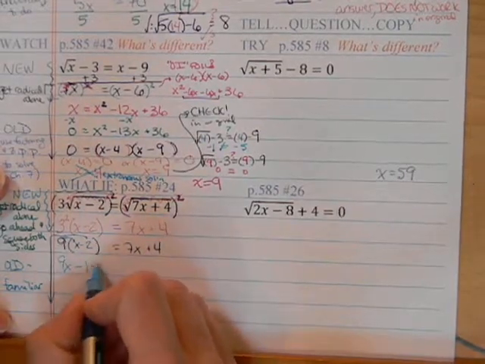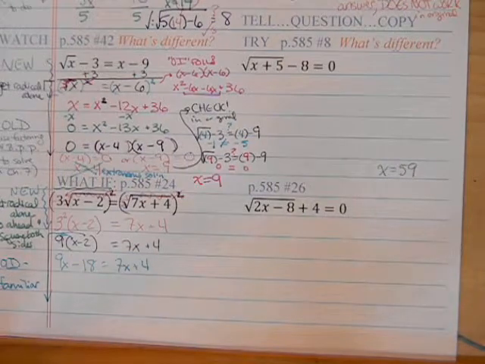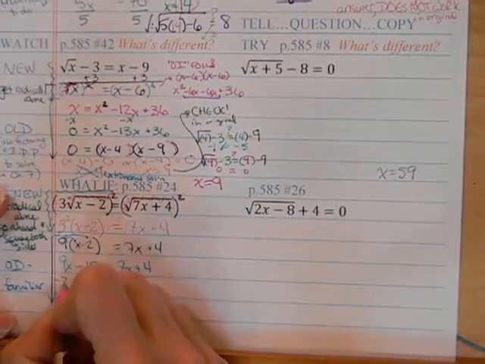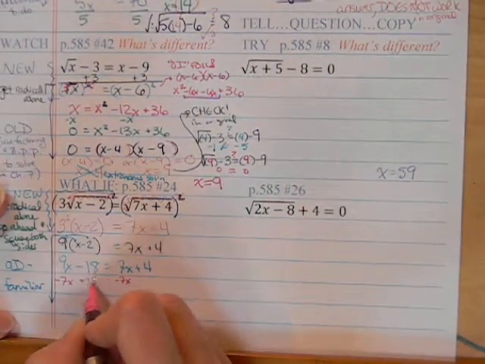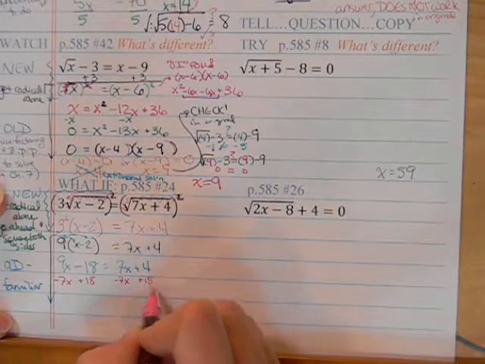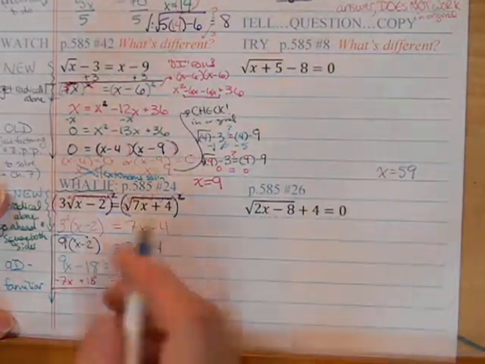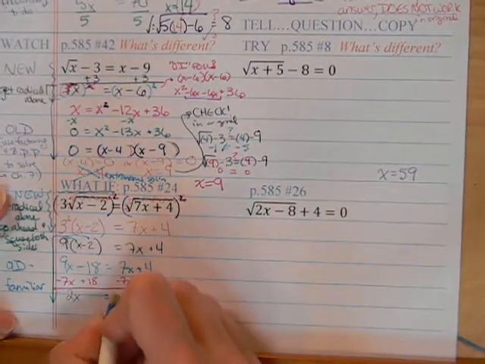9 times minus 2 is a minus 18. Equals 7x plus 4. We're getting x to one side by subtracting 7x from both sides. I'm going to go ahead and conserve space and time here, and since I'm moving x to the left, I'll go ahead and in one swoop move the numbers to the right. That will leave behind 2x on the left side equal to 22 on the right.